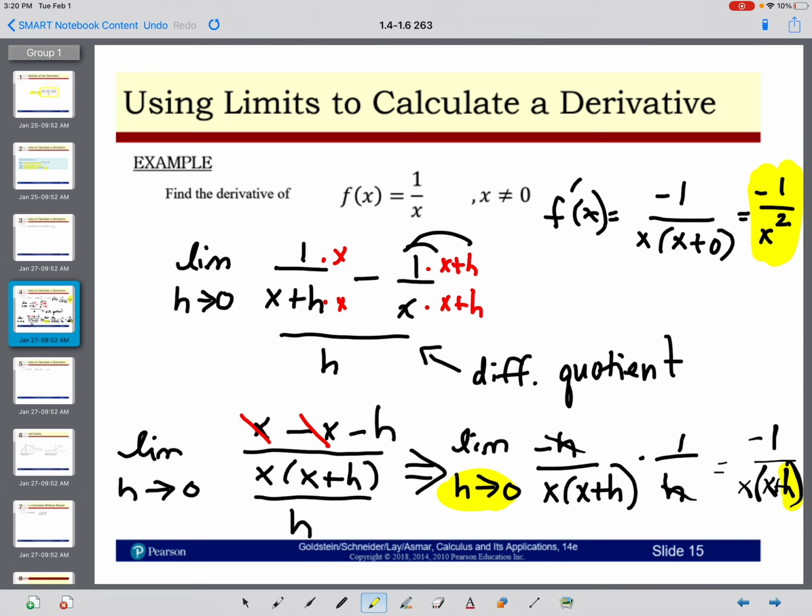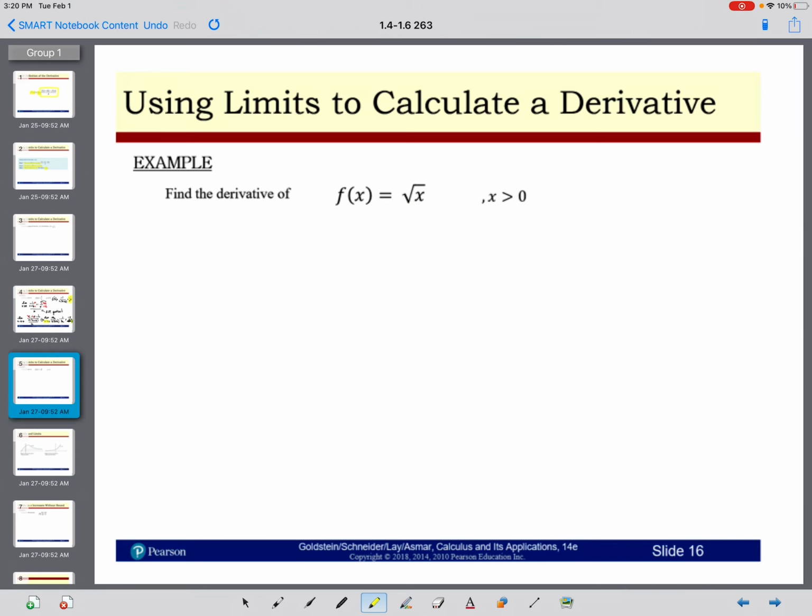Okay, and so continuing on for our next example, we're going to find the derivative of the square root function. So we're going to take the limit as h approaches 0 of our difference quotient. And so we write the square root of x plus h minus the square root of x all over h. And there's a little trick here that we do. We multiply by the conjugate.